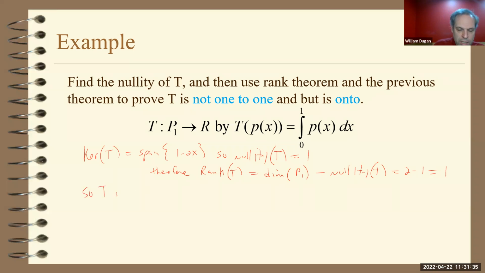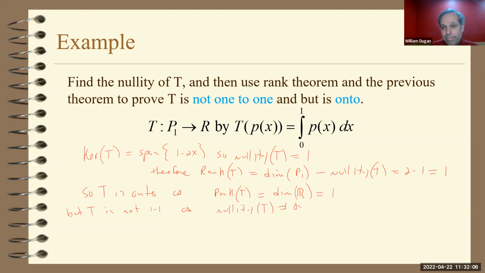So T is onto. And that's because the rank of T being 1 is equal to the dimension of the set of real numbers, which is 1, because they're both equal to 1. But T is not 1-to-1, and that's as the nullity of T is not 0. That's it. That's that one.